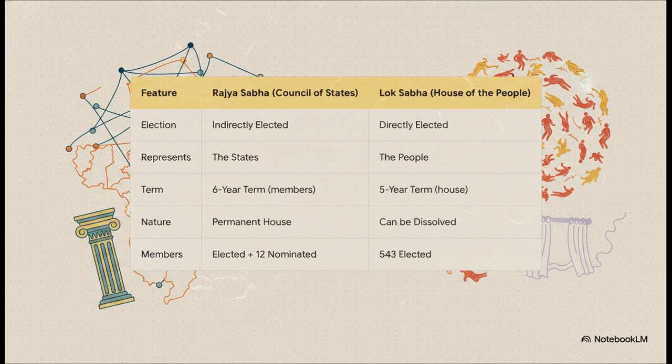Okay, this slide right here is your ultimate exam prep tool. It lays it all out, side by side. You've got the key contrasts: indirectly elected versus directly elected, representing the states versus representing the people, a 6-year term for members versus a 5-year term for the whole House, and, of course, a permanent House versus one that can be dissolved. This is perfect for locking in those core differences.